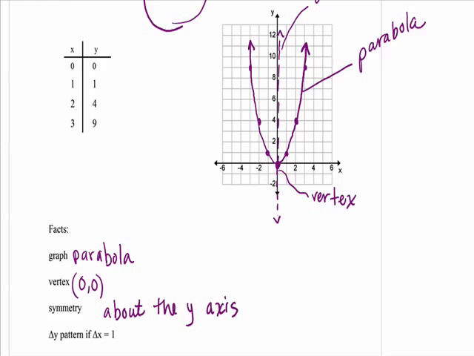Does anyone know another name for the y-axis? If I were to write the equation of the line of the y-axis, what would that equation be? Kiani: X equals 0. Perfect. About the line x equals 0. Therefore, the axis of symmetry, the vertical line for the parent function, the line that divides the parabola in half, is the line x equals 0. This is the axis of symmetry. Wait, what does it say above the graph?